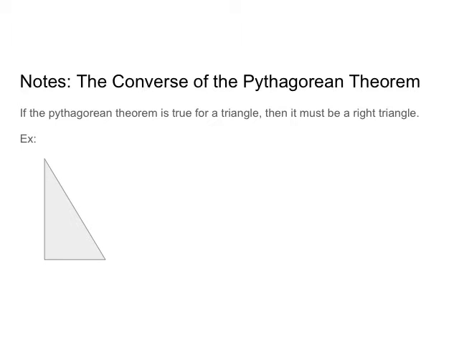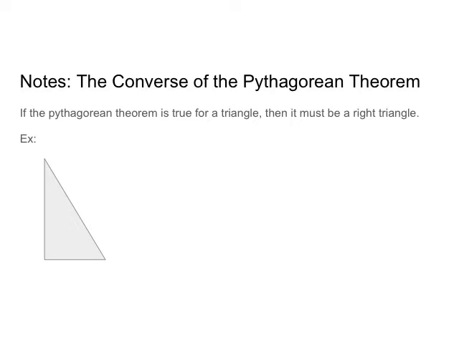All right, so now let's go ahead and write that out. So this is notes. The converse of the Pythagorean theorem is your title. And we're going to say that if the Pythagorean theorem is true for a triangle, then it must be a right triangle. This is a way of proving whether you have a right angle or not, which is a really useful thing in geometry to be able to prove that something is a right angle.